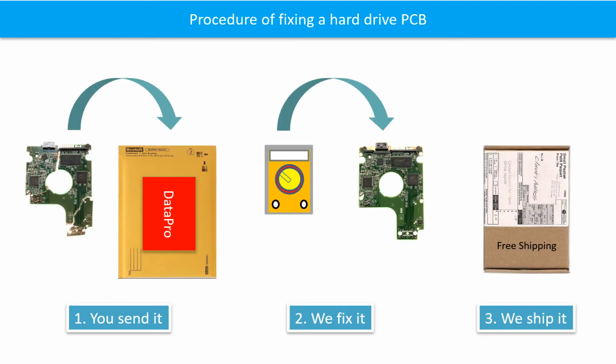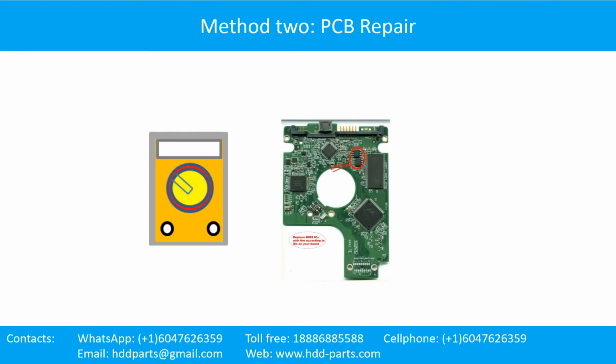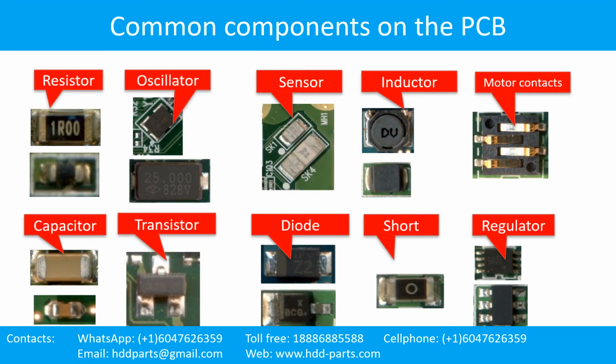This picture illustrates the procedure of fixing a hard drive PCB board. First, the clients send in their PCB board. Second, we fix the PCB board. Third, we ship back the PCB board to the clients. The hard drive printed circuit board repair, method 2, PCB repair.